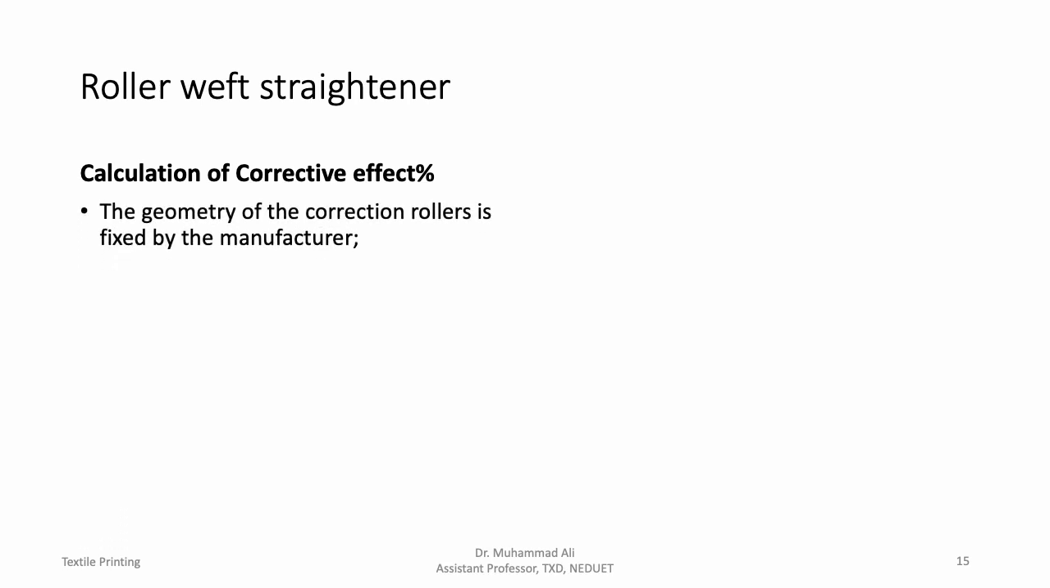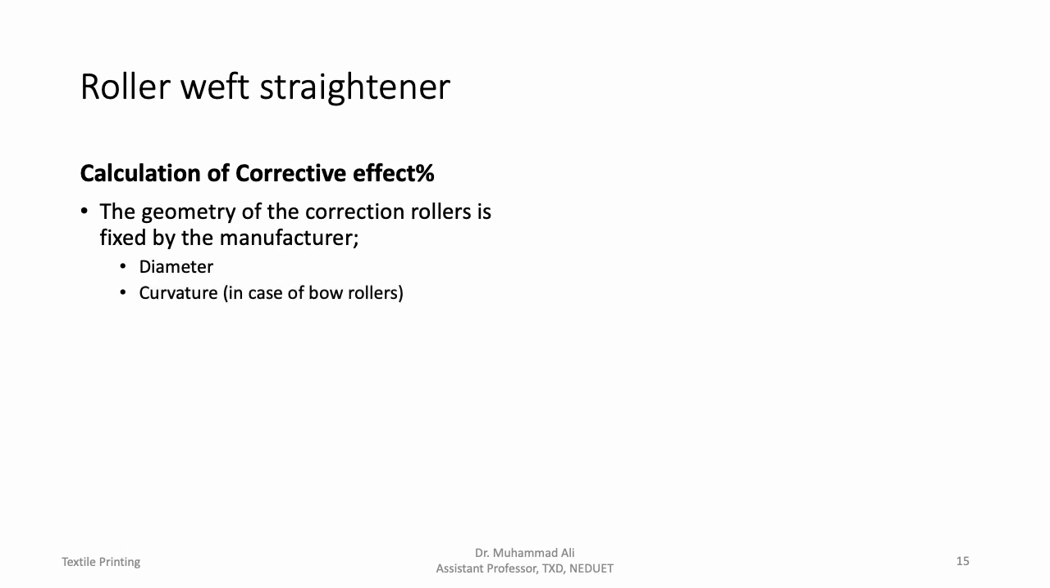Let's have a look at the calculation of corrective effect in percentage in great detail now. The geometry of the correction rollers is one of the aspects, as discussed in the previous slides, which dictate the corrective action of a roller weft straightener. It is obvious that the geometry of correction rollers is fixed by the manufacturer. So once you have purchased a roller weft straightener, you cannot change the diameter of the correction rollers.